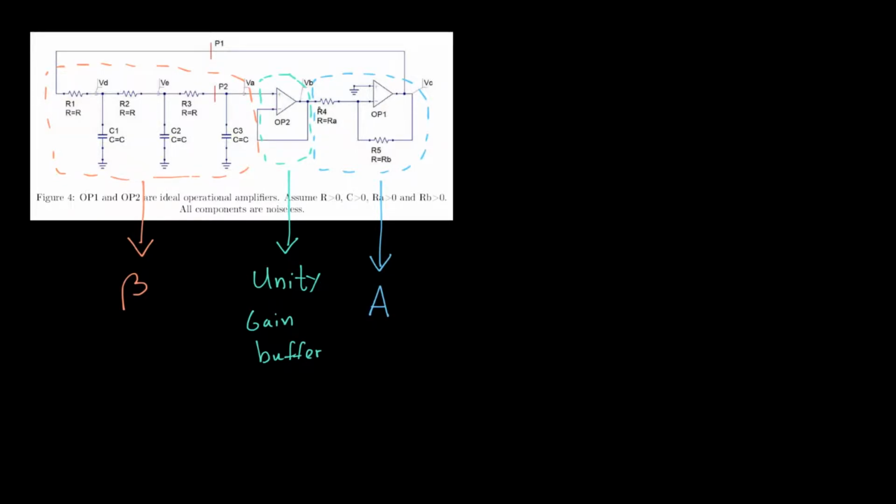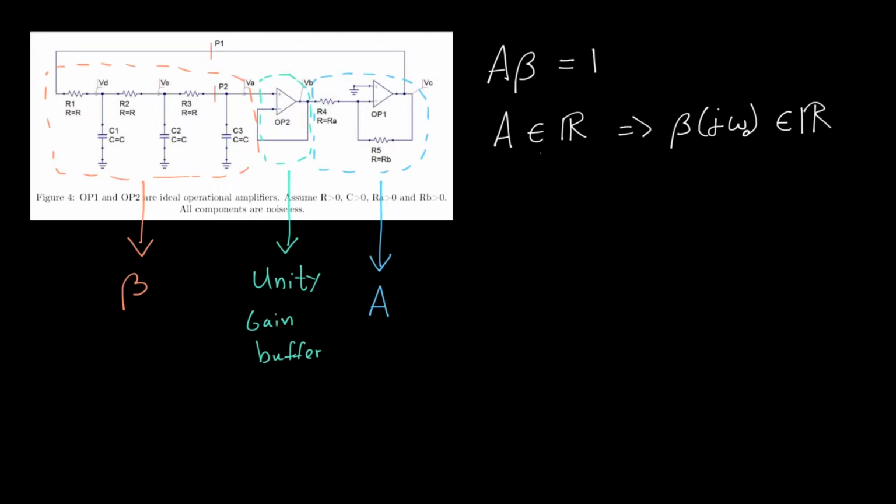To be able to sustain oscillations at a certain frequency, the Barkhausen criterion should be satisfied. And that means that A times B times the effect of this unity gain buffer, which is 1, should be equal to 1. Since the gain of the inverting amplifier is always a real number, that implies that the value of our transfer of beta at our oscillation frequency should also be real.